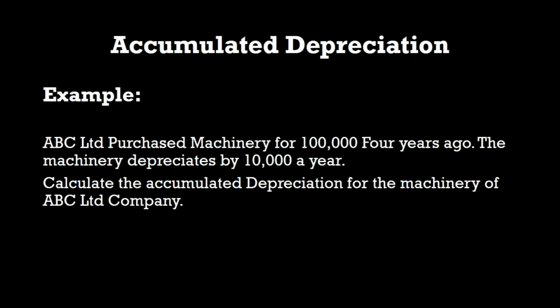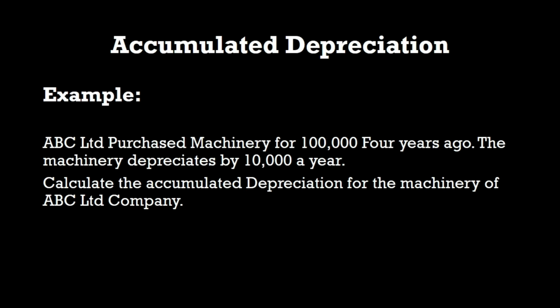See, for example, ABC Limited purchased machinery for 1 lakh, 100,000, 4 years ago. The machinery depreciates by 10,000 a year. So they purchased it for 1 lakh 4 years ago, and they are calculating 10,000 per year as the depreciation amount. Calculate the accumulated depreciation for the machinery of ABC Limited.